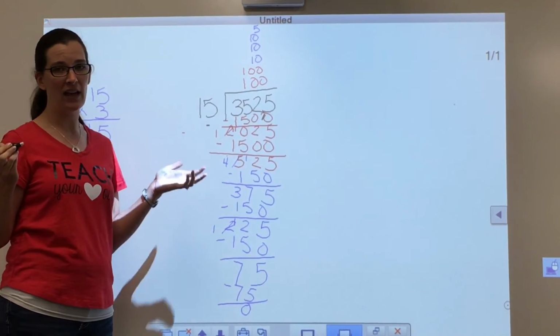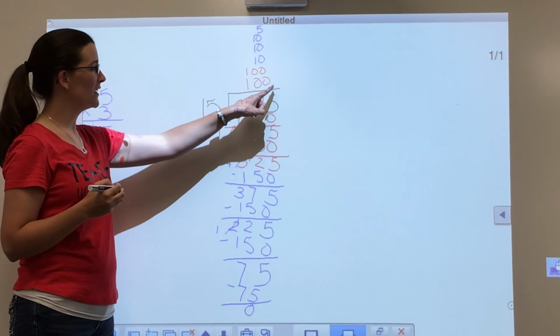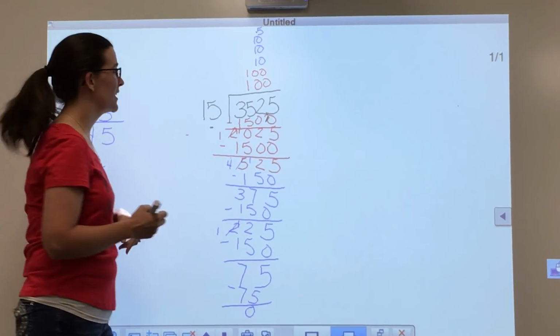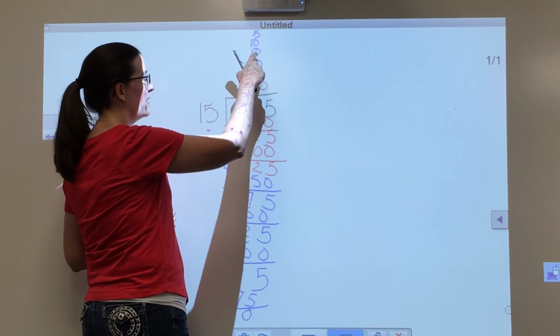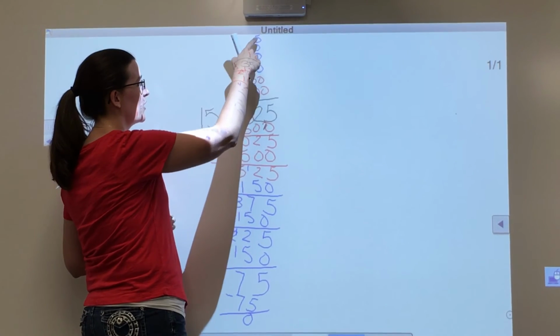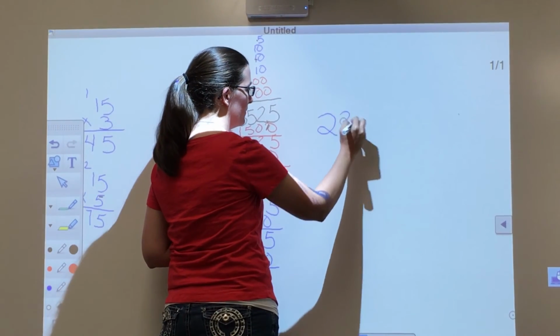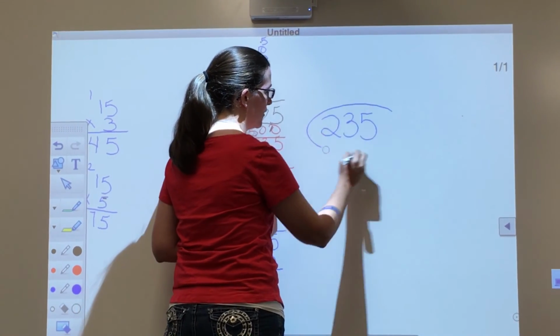Now you're asking, well, I still don't have an answer. We're simply going to take all of these pieces and add them together. 100 plus 100 is 200, 210, 220, 230, 235 as our final answer.